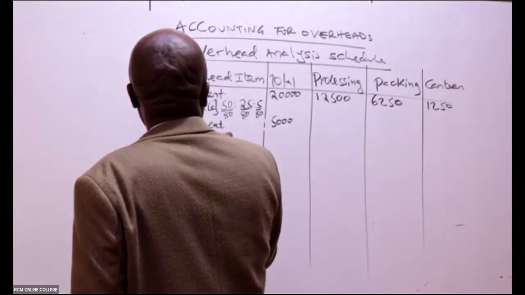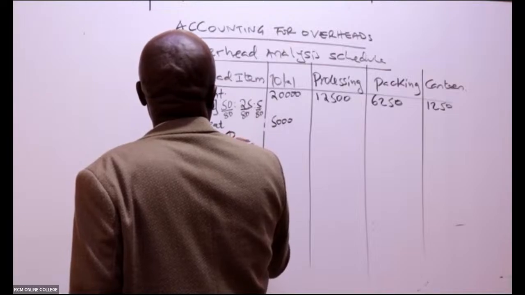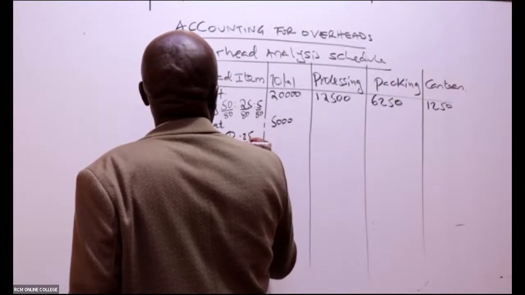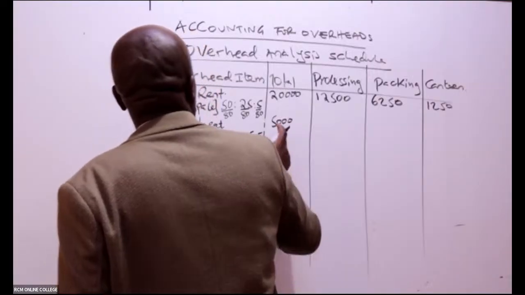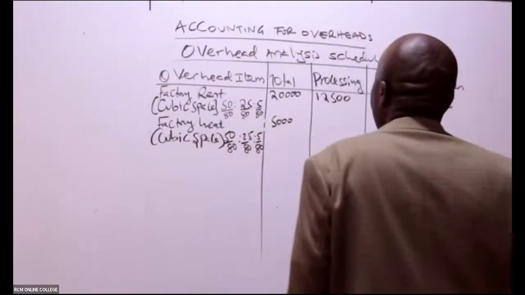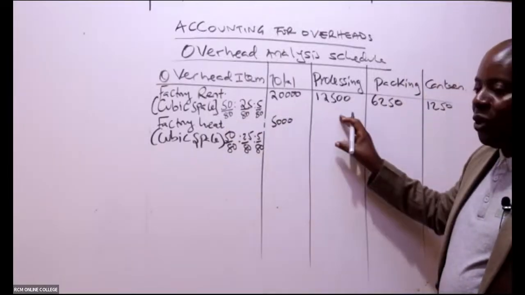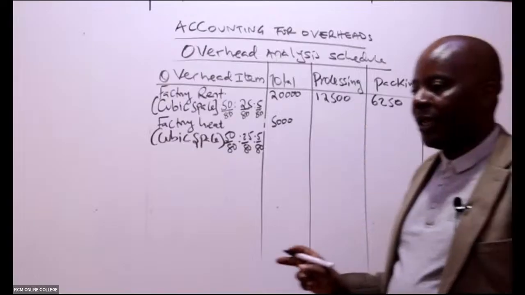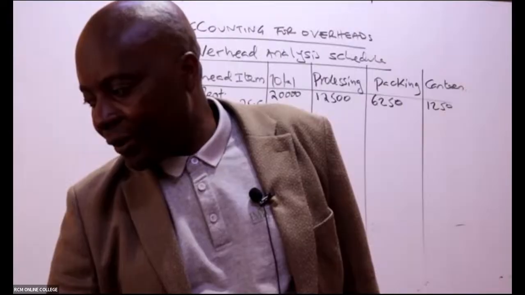Cubic space. So this cubic space, of course, the proportions will remain the same: 50 to 80, 25 to 80, 5 to 80, like that. So this 5,000, please kindly go ahead and apportion it using the same criteria. So you take this times this, you give us an answer.